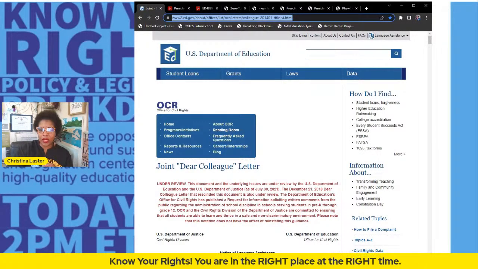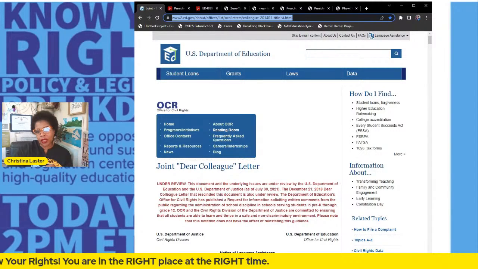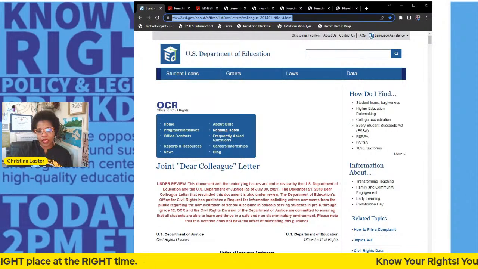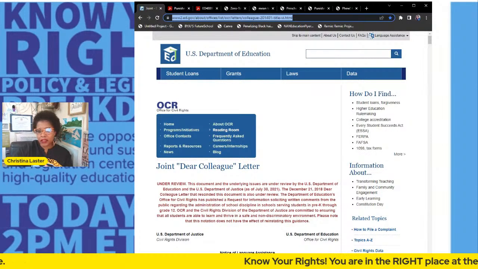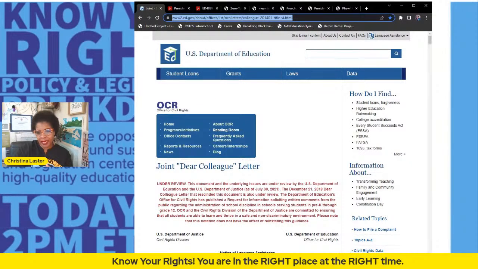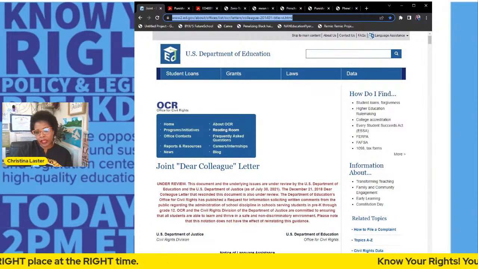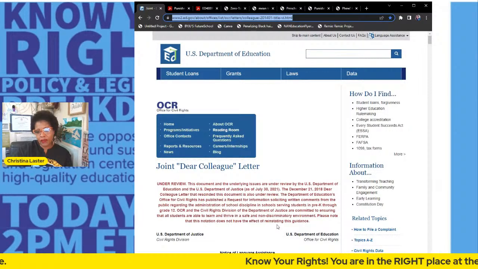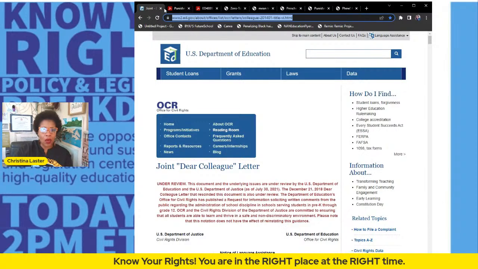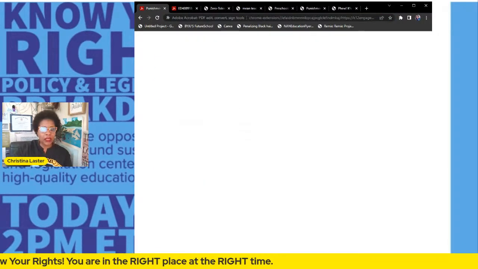Request for information soliciting written comments from the public regarding the administration of school discipline in schools serving students in pre-K through 12. OCR and the Civil Rights Division of the Department of Justice are committed to ensuring that all students are able to learn and thrive in a safe and non-discriminatory environment. Please note that this notation does not have the effect of reinstating this guidance. Now, what I find to be important about that is holding accountability and making sure that they honor their commitment, right? And so anytime I see a department regarding K-12 education or pre-K-12 education say that they have a commitment to doing something, I want to make sure that they honor their commitment.